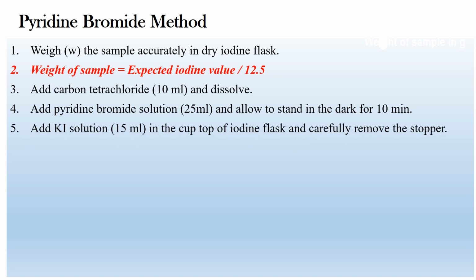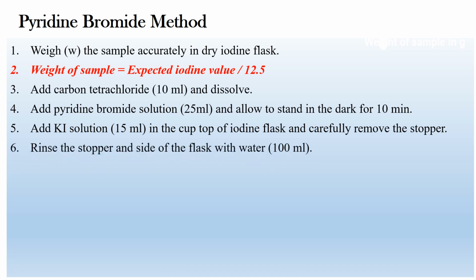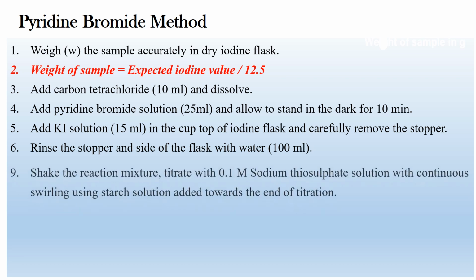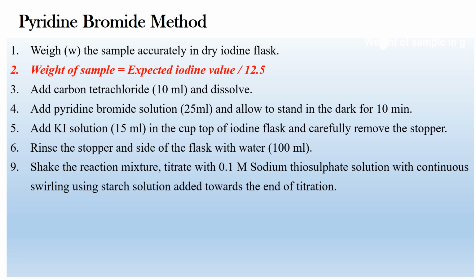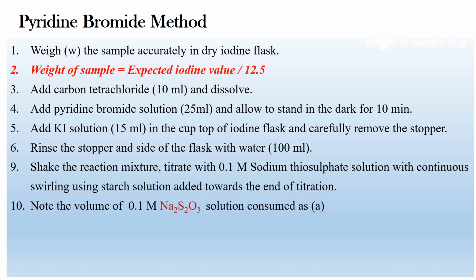Add potassium iodide solution 15 ml in the cup top of the iodine flask and carefully remove the stopper. Rinse the stopper and side of the flask with water 100 ml. Shake the titration mixture and titrate with 0.1 M sodium thiosulfate solution with continuous shaking using starch solution added toward the end of titration. Note the volume of sodium thiosulfate solution consumed as A.